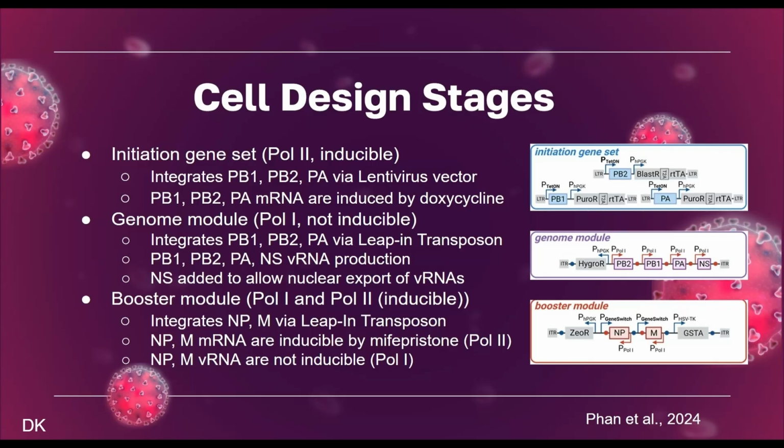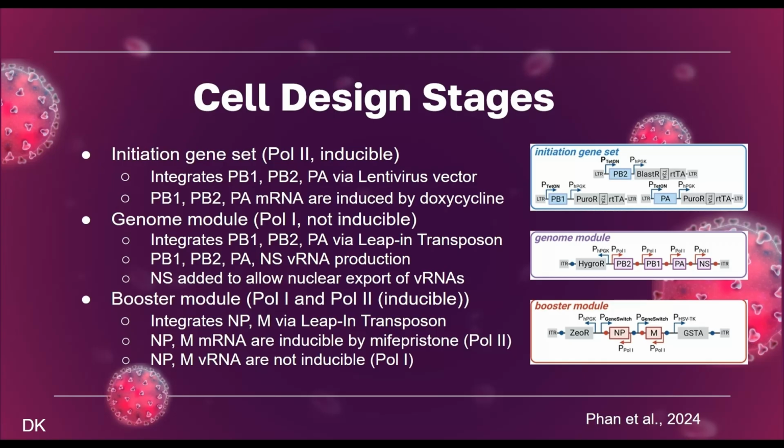In the second stage, we have the genome module, which is Pol1, which is not inducible. So remember, Pol1 produces viral RNAs, not mRNA. So what we want to do is supplement what we previously introduced into the genome with actual genes that can produce viral RNAs. So we want to integrate PB1, PB2, and PA via leap-in transposon into the host cell line genome so we can produce viral RNAs. We also want to add the NS, non-structural protein, into that genome to allow the nuclear export of those viral RNAs for subsequent testing.